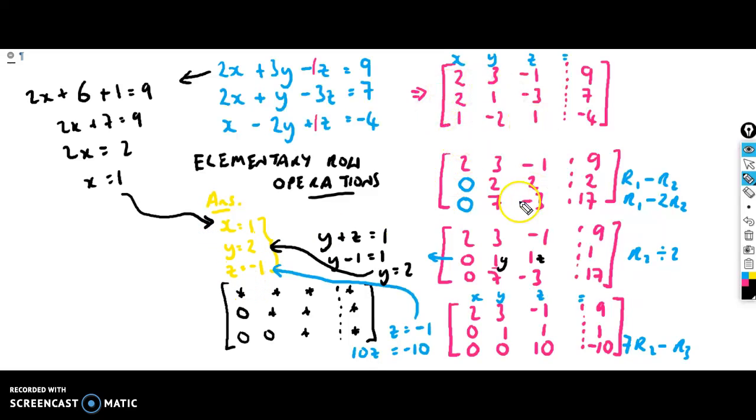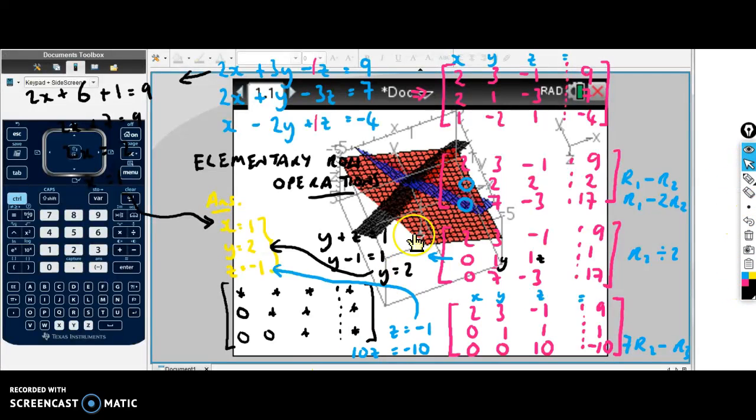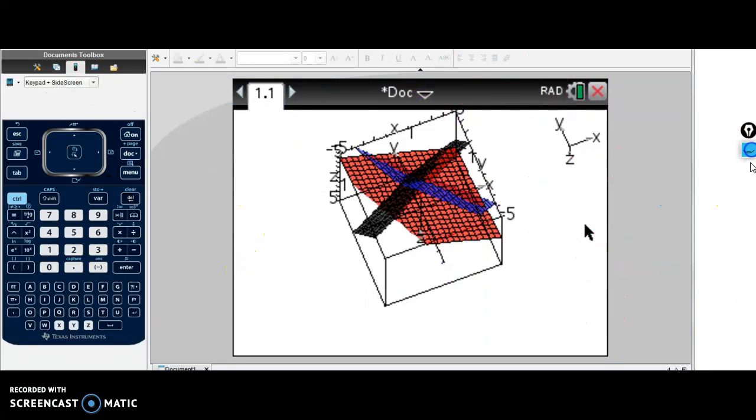So there I have showed elementary row operations and linked it to what it means on a three-dimensional object. I hope you found that useful.